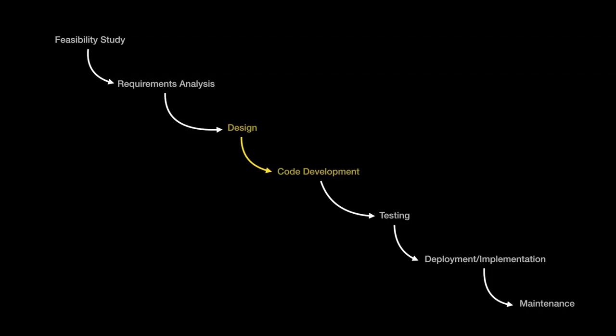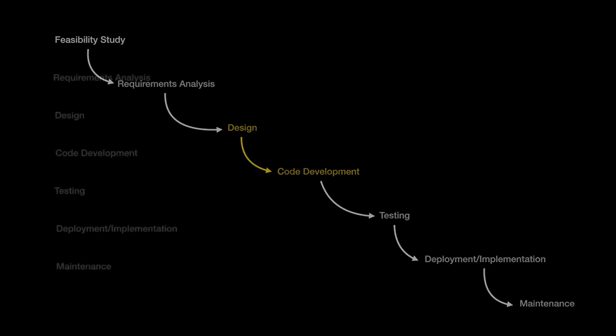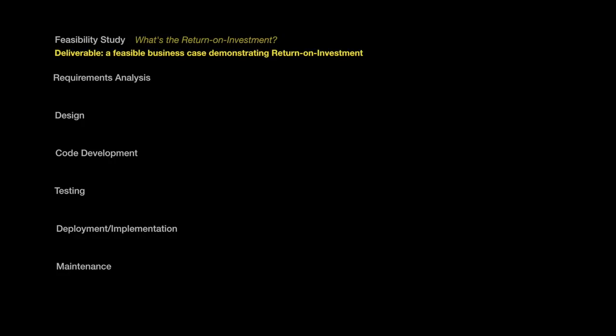They keep the flow of information moving between individuals and teams throughout the SDLC. They're like important links between the stages of the lifecycle. If the stages of the software development lifecycle were all questions, you could think of deliverables as answering those questions. Let's imagine that conversation now. The feasibility study asks, oh, what's the return on investment? And the deliverable answers it. It's a feasible business case, demonstrating there's a return on investment.